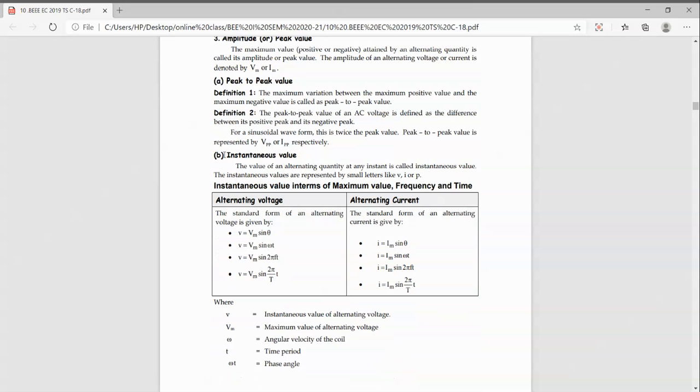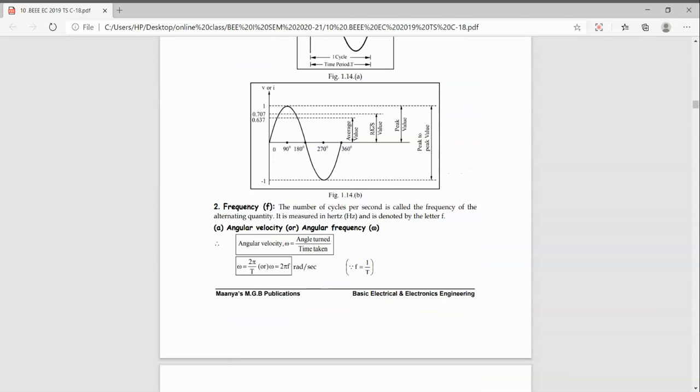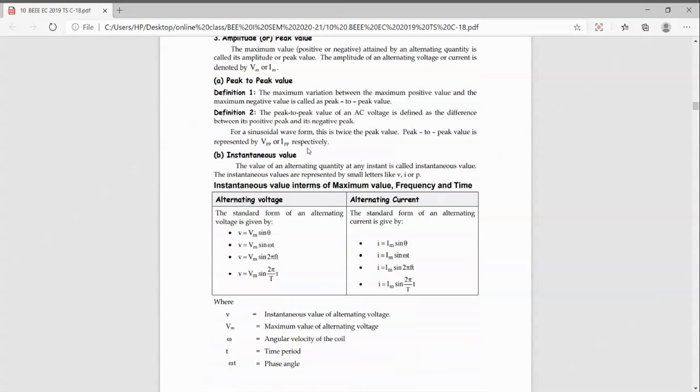An instantaneous value means I want to measure a value at a certain angle. For example, from this diagram I can say at 90 degrees I am getting a maximum value, but I want a value at 30 degrees. So what is the value of that? If I want a value at 20 degrees, at 5 degrees, or at 101 degrees, what is the value of that waveform? If it is a current, what is the value of the current at 181 degrees? So how do we calculate the instantaneous value?